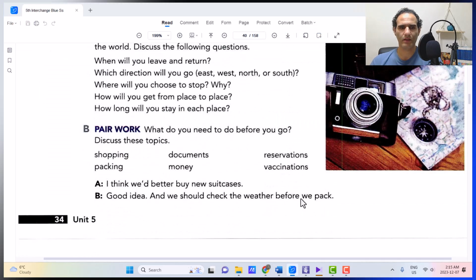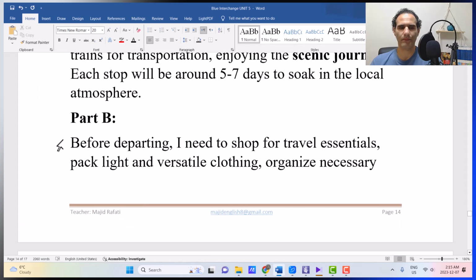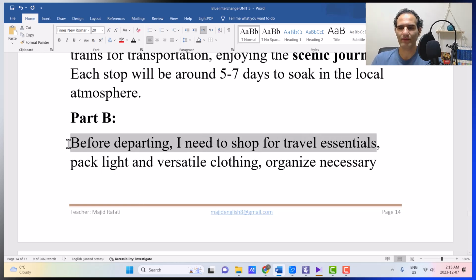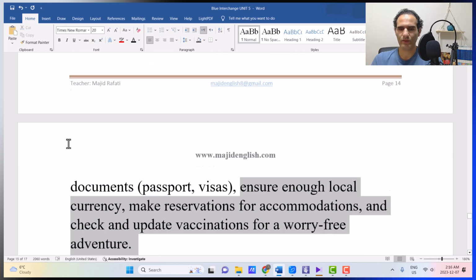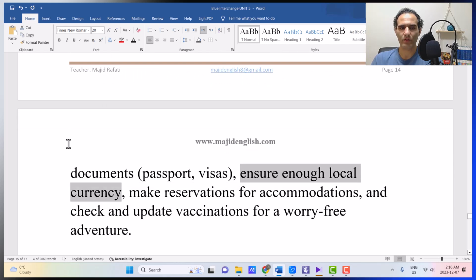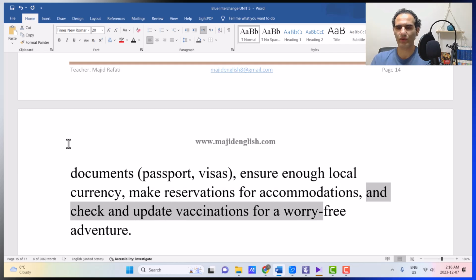Good. In part B, what do you need to do before you go? For example, in the area of shopping, packing, documents. Let's see what I have here. Before departing, which means before going, I need to shop for travel essentials, pack light and versatile clothing, organize necessary documents like passports and visas, ensure enough local currency, we talked about it, like rubles, make reservations for accommodations, and check and update vaccinations for a worry-free adventure. A worry-free adventure, a worry-free trip.